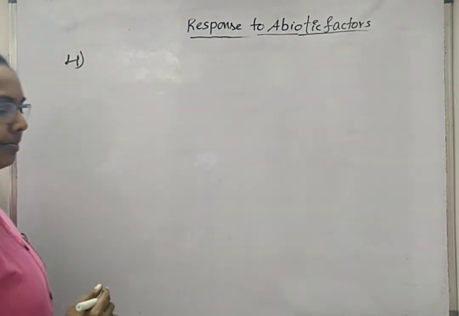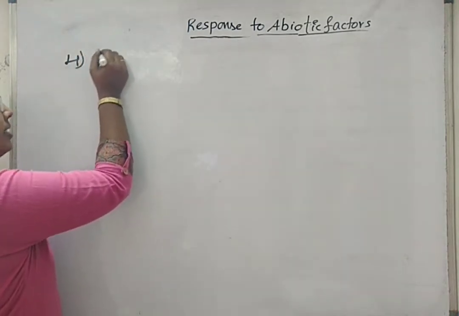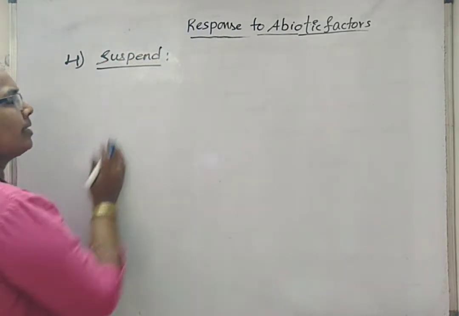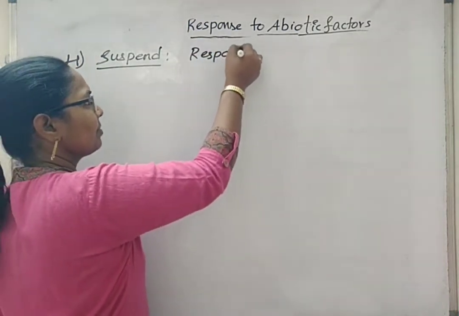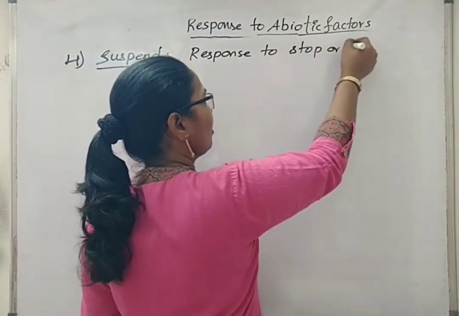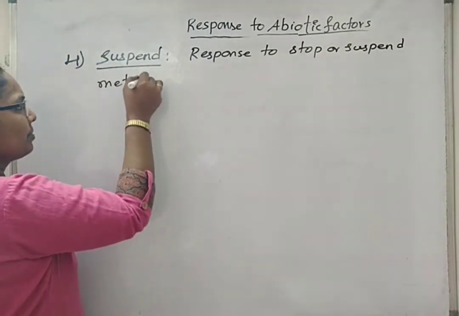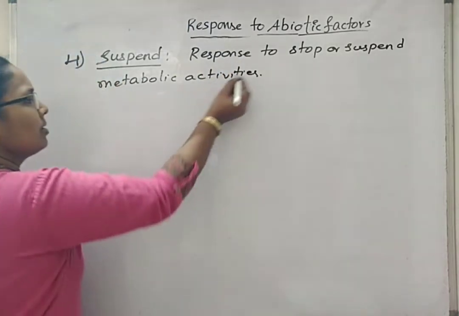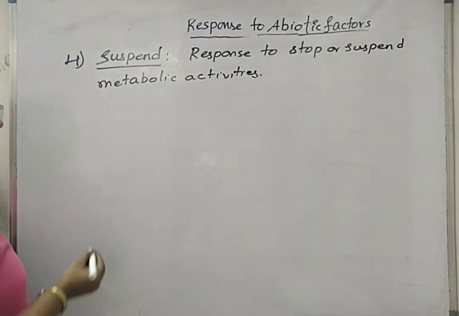The fourth response to abiotic factors is suspending, or simply suspend. What is this suspend? This is also one of the responses, to stop or suspend metabolic activities. So why are organisms suspending or stopping the metabolic activities?